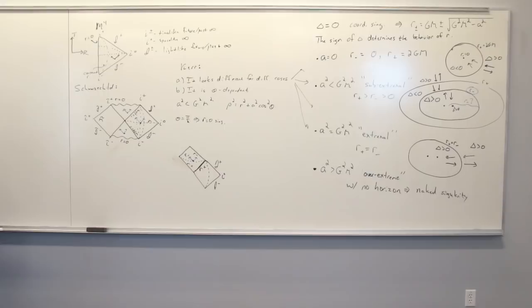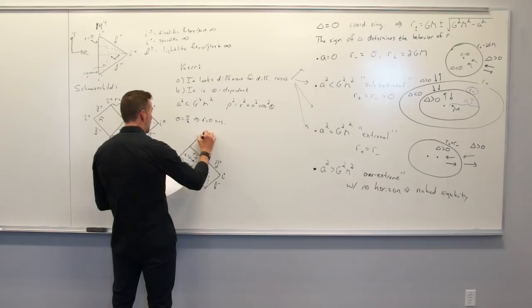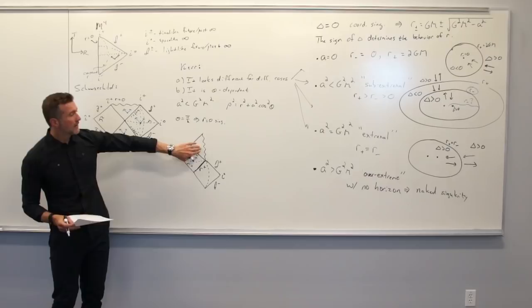The question is, where do I go when I go through an R minus? And this is where it gets really cool. If I go through, say, the one on the right, I end up in a region where there is a space-like singularity. This is a time-like singularity. Here, in the inner region, it's a space-like singularity. So this is R equals zero.